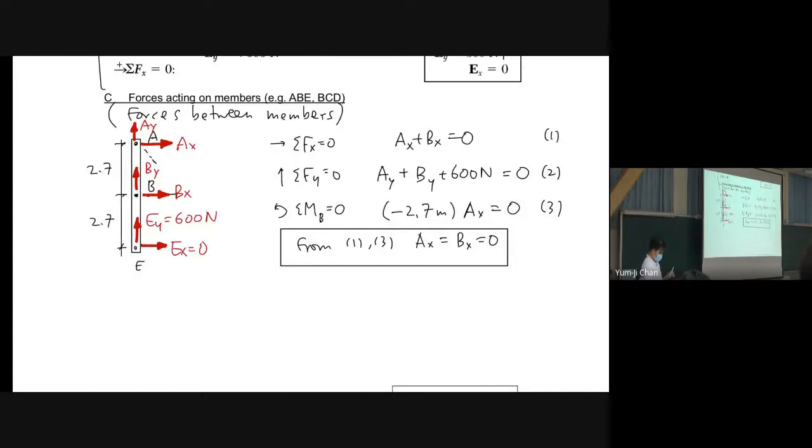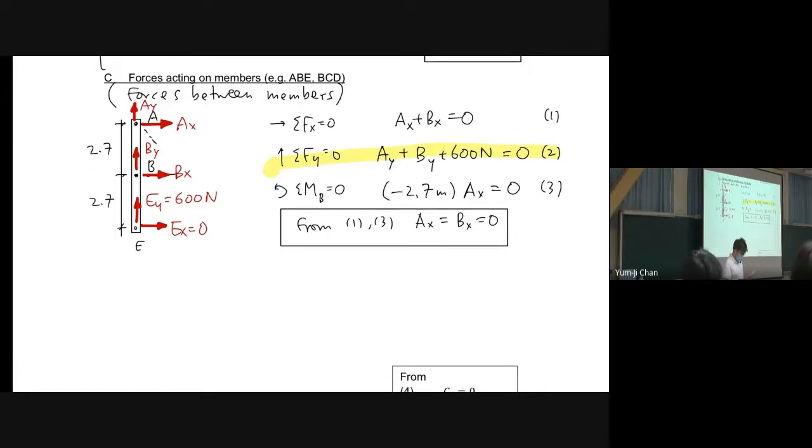So what happens to this one? We need to consider the free body diagrams of other rigid bodies to get Ay and By. For example, we take BCD. B, C, and D.